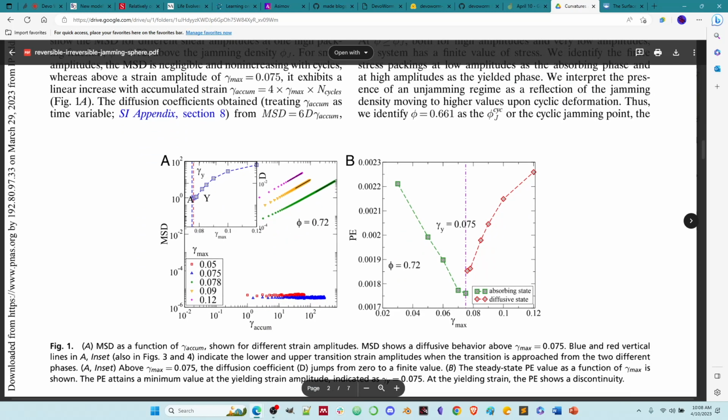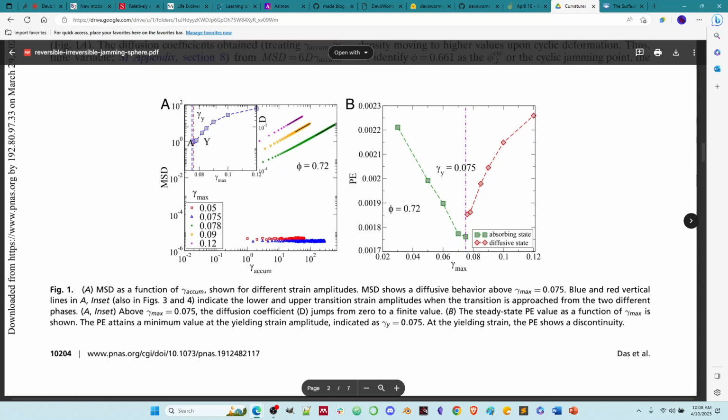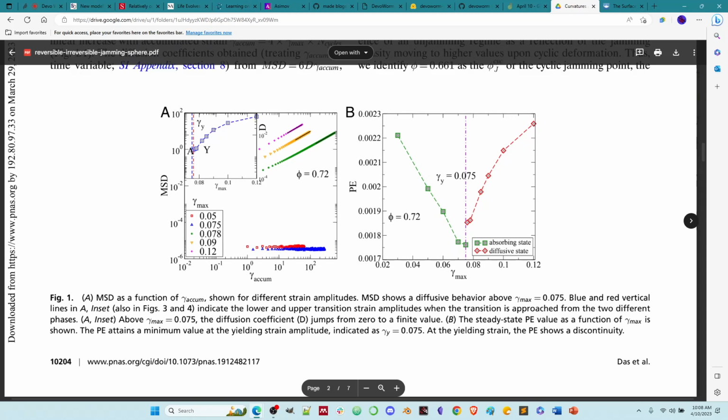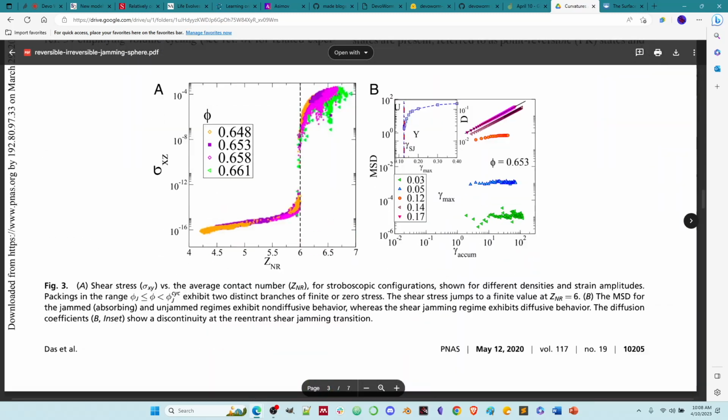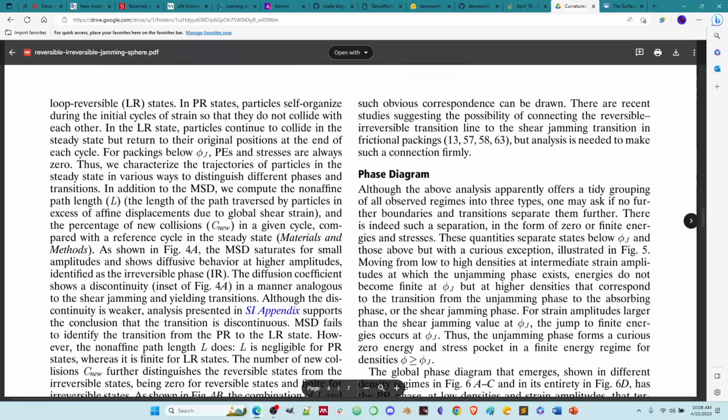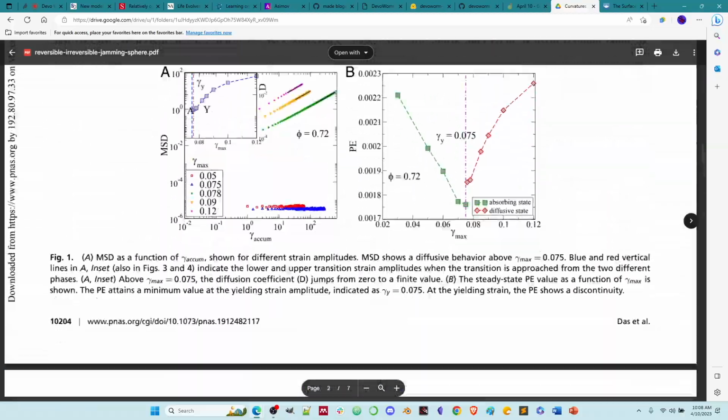So this is not a stress strain curve. These are strain amplitudes. That's not a stress strain curve. No, it's not. It's some sort of, I don't know what it is exactly.